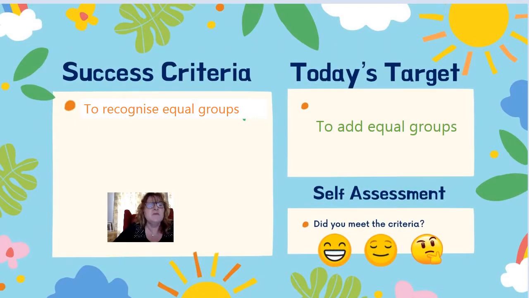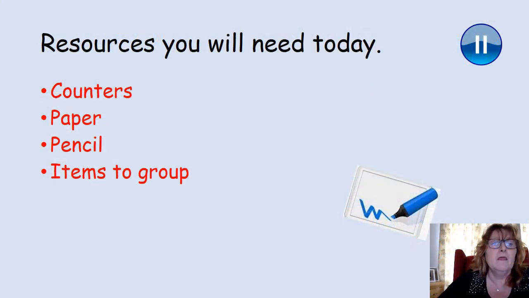Success criteria for your lesson today is to recognise equal groups and to add equal groups. The resources you will need today are some counters. You had some dropped off to you, so you've got those. Some paper, pencil and some items to group, and maybe a grown-up's phone or camera to take photos of what you've done.